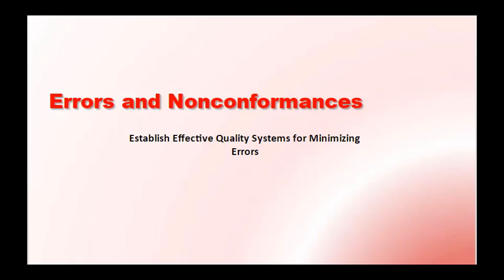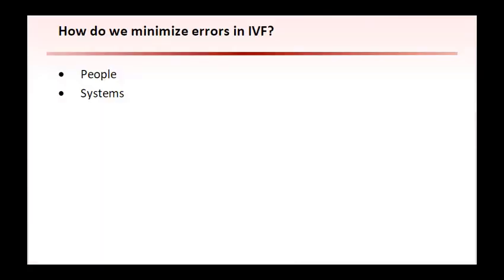The previous data indicate that nonconformances or errors will occur. However, the frequency of occurrence may differ in the various aspects of medicine or laboratory practice. IVF is obviously not immune from these events, and therefore establishing effective systems is crucial to minimize the occurrence of any errors. Two key aspects of minimizing errors in IVF is having the correct amount of trained personnel and also having systems in place that will both allow people to work effectively but to also identify problem areas.